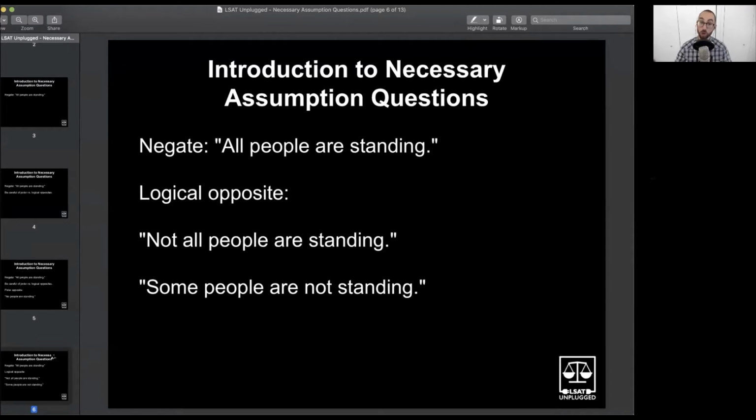So in this case, it could be the case that nobody is standing. It could be the case that everybody is sitting, but it doesn't require that everybody be sitting or that nobody be standing. A logical opposite simply means that at least some people are not standing. So I'd be careful about jumping to the opposite extreme there. A negation is simply a logical opposite. So all simply becomes not all. And if all is 100%, then not all would be 0 to 99.999%, anywhere within that entire range.